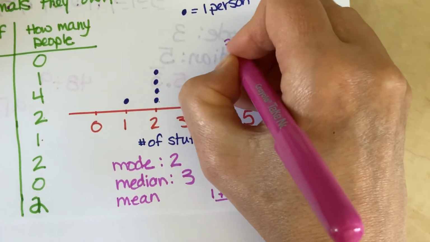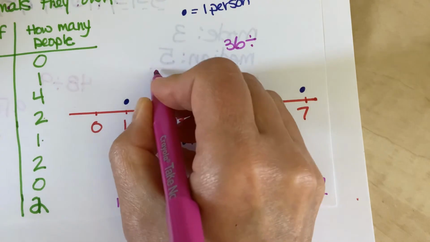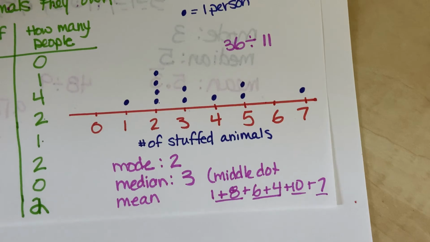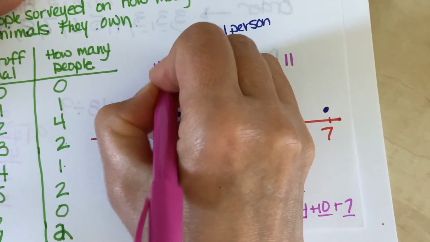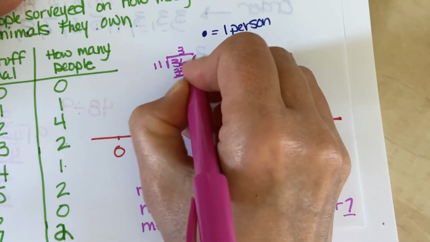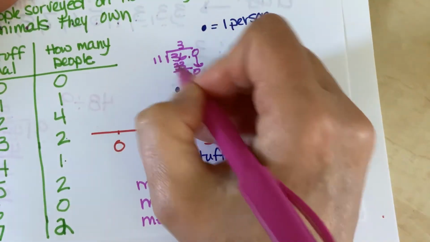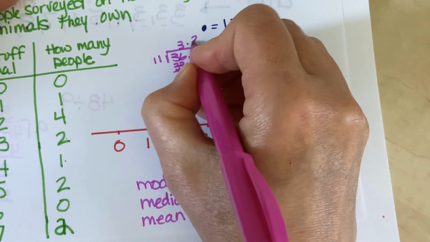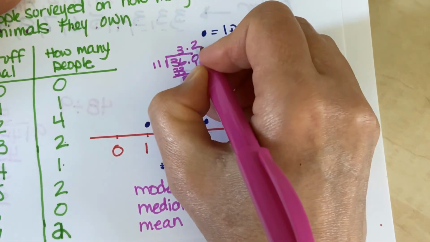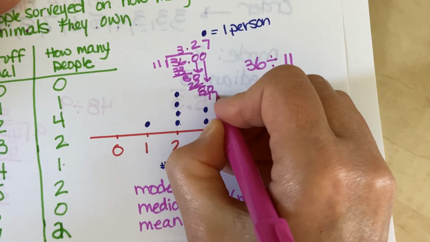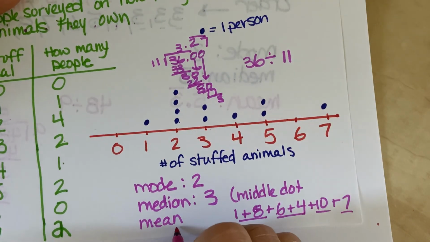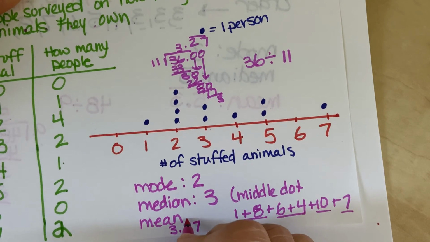So I would do 36 divided by 1, 2, 3, 4, 5, 6, 7, 8, 9, 10, 11. So it's going to be 3 point something. So I would do 11 goes into 36. 3 times 11 is 33. I get 3. Oh, it's going to be a repeating decimal. 11 goes into 30 twice. 2 times 11 is 22. I get 8. 11 goes in there 7 times. 7 times 11 is 77. And I'm going to get 3. And you're going to see it's going to go 27, 27, 27. So that would be 3.27 repeating.